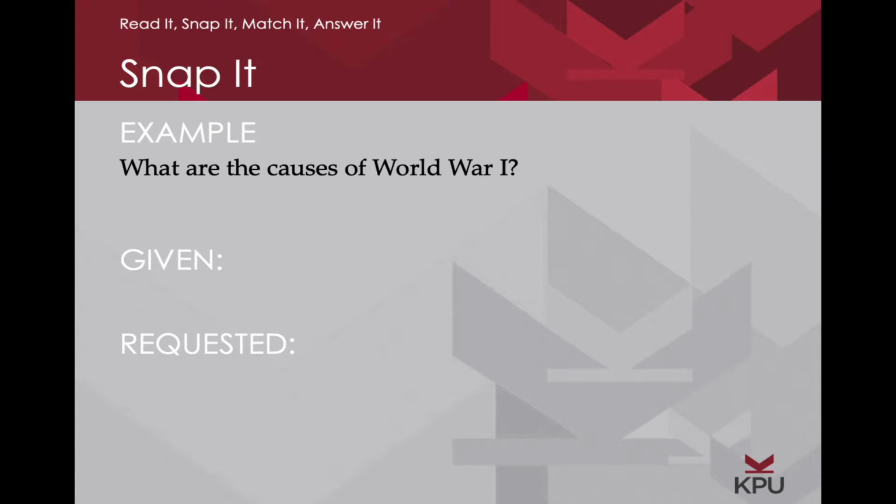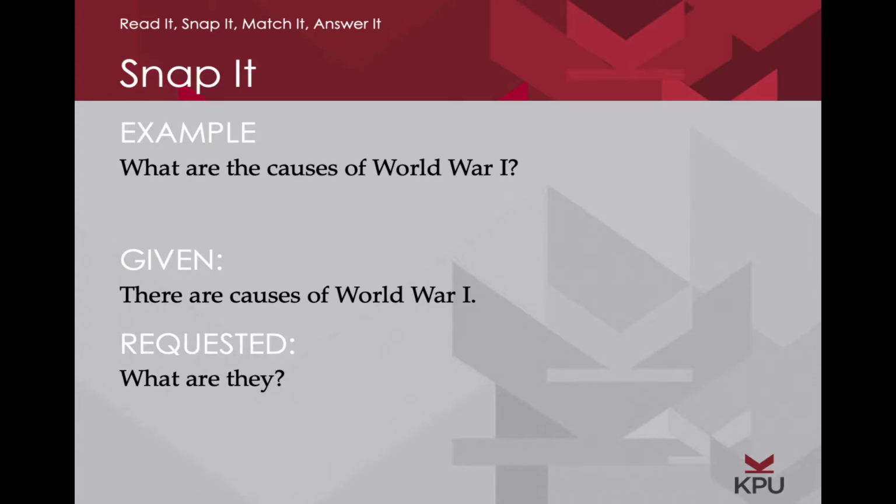So if we snap it in this case, we might get, there are causes of World War I. That's the information the question provides you just by being phrased as a question. The requested is, what are they? Right? So in order to answer this question, all we have to do is supply a list of causes and expand a little bit on that list. This one's a fairly straightforward kind of question.